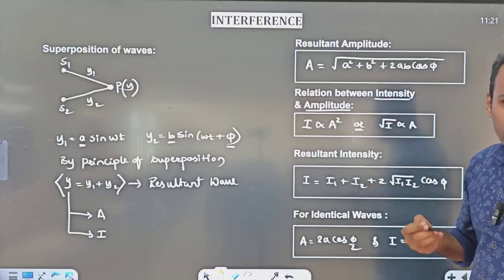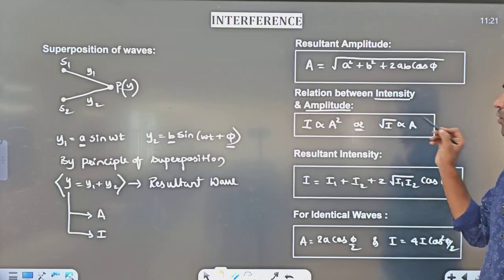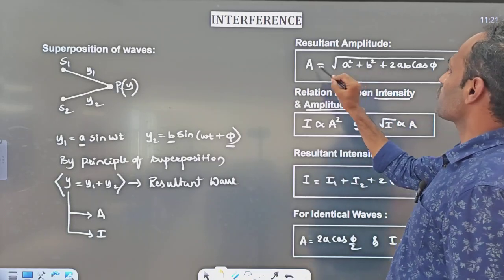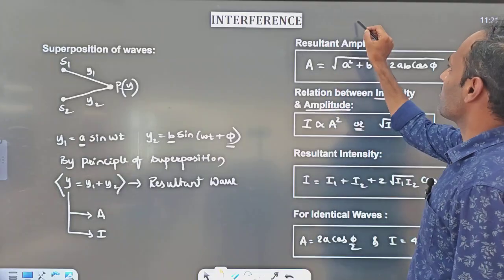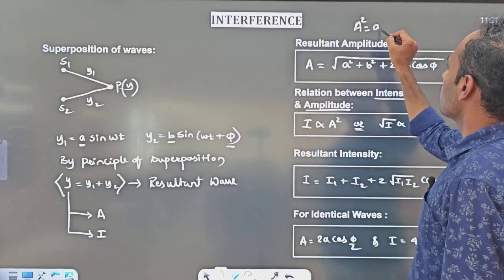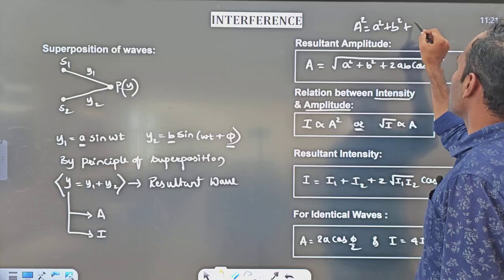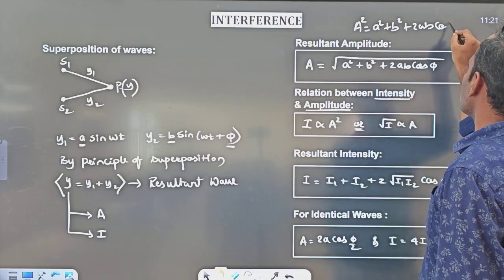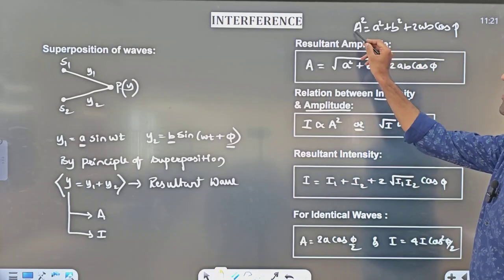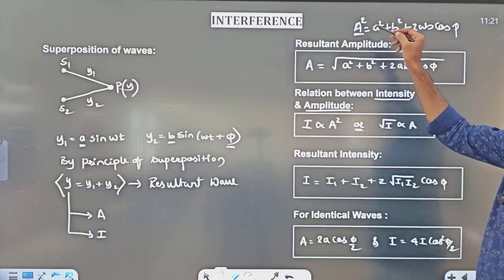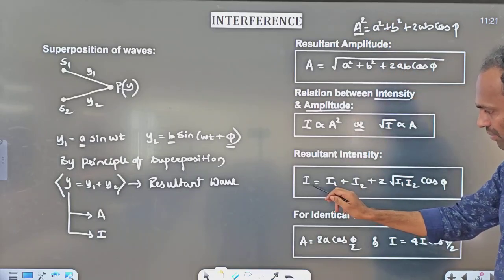Where there is a square, you can write I there. Where there is a, you can write root I. Right? If I square on both the sides, what I will get is A square is equal to a square plus b square plus 2ab cos pi. This much I will get. So in place of resultant amplitude square, I take resultant intensity.